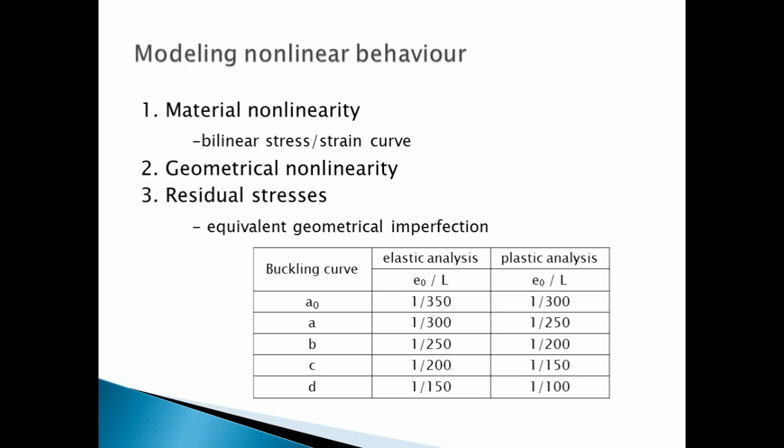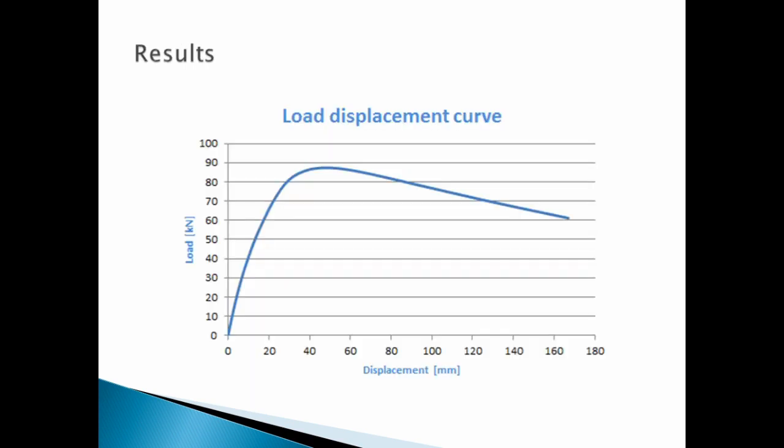Since I'm from Europe, I'm using Eurocode, and according to Eurocode we can see this table. For channel section, buckling curve D is assigned, and also we are using plastic analysis, so the size of our imperfection is going to be the length of the beam divided by 100. In our case, we have a 2.8 meter beam. We divide that by 100 and we will have a 28 millimeter imperfection.